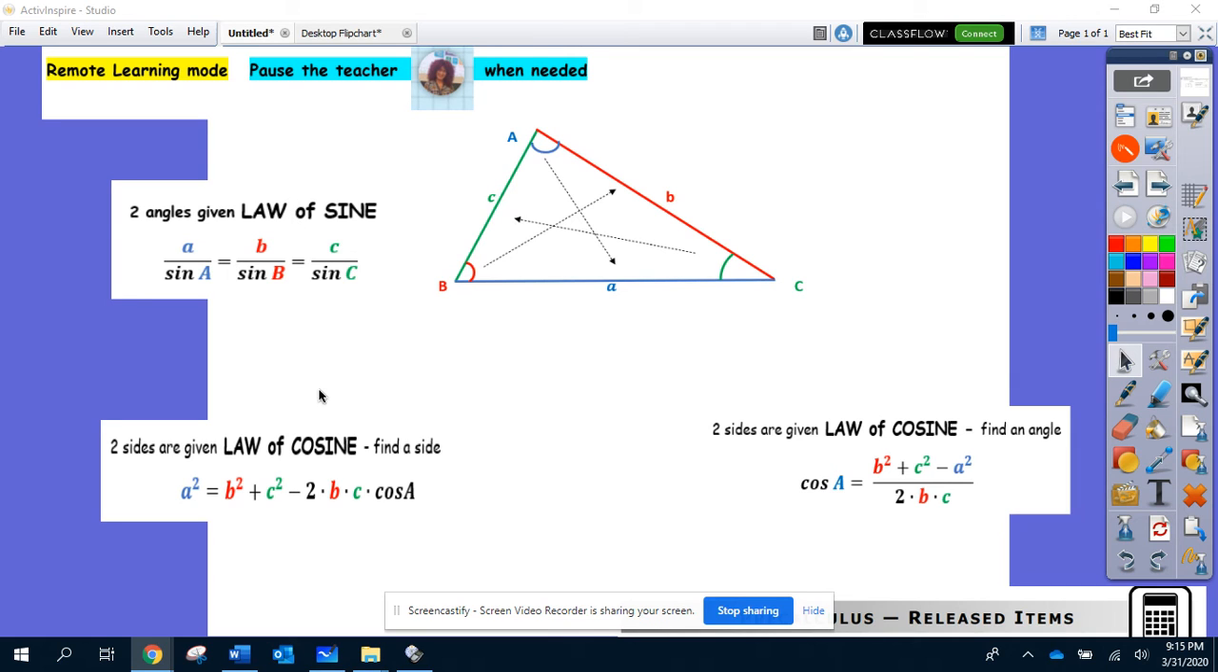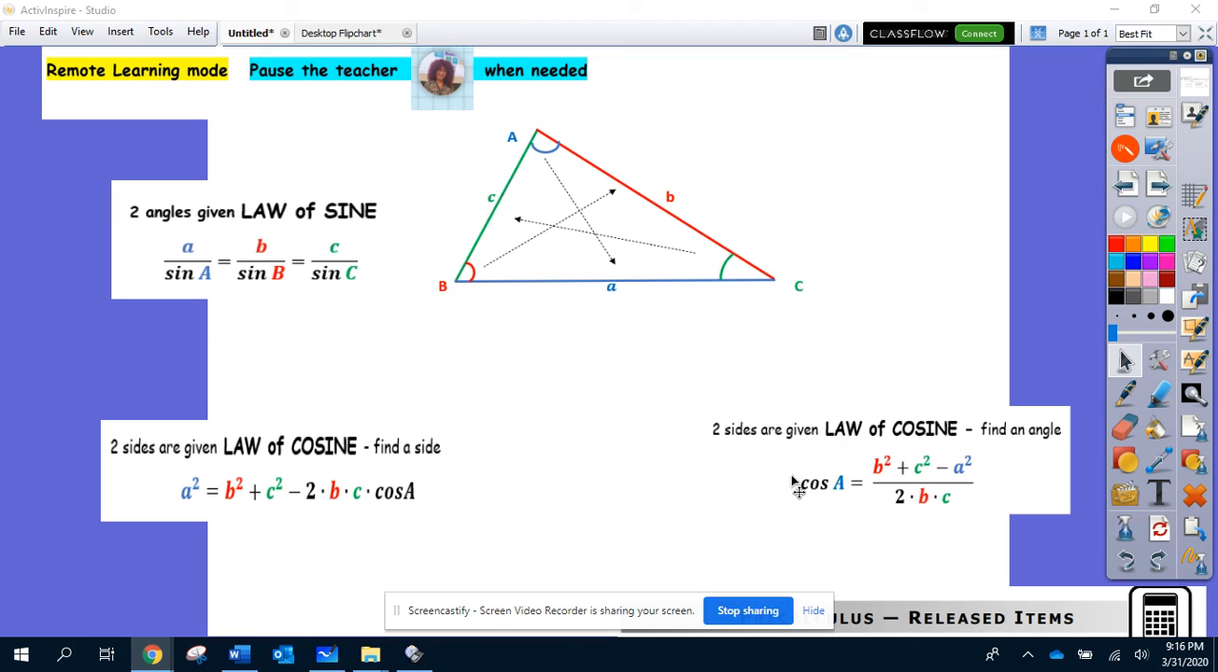For the law of cosine, let's suppose that we want to find the side a. So the side a squared will be equal to what? The sum of the squares of the other two sides, the ones adjacent to angle A, minus 2 times their product times the cosine of the angle A.